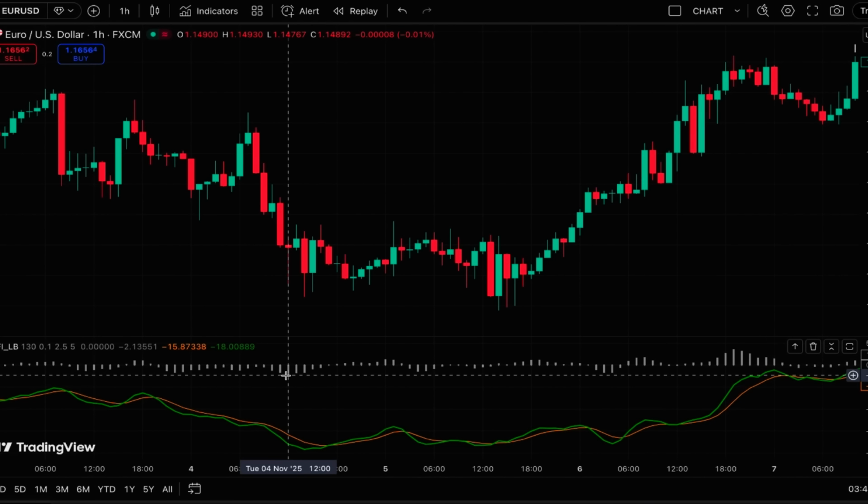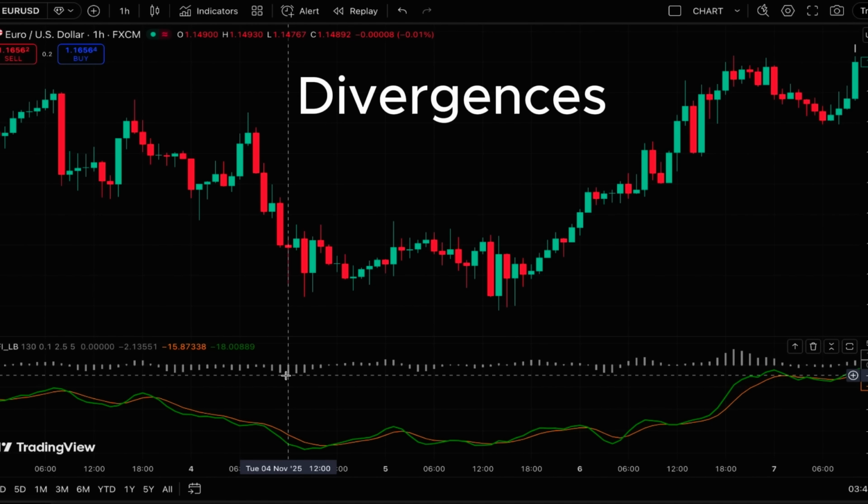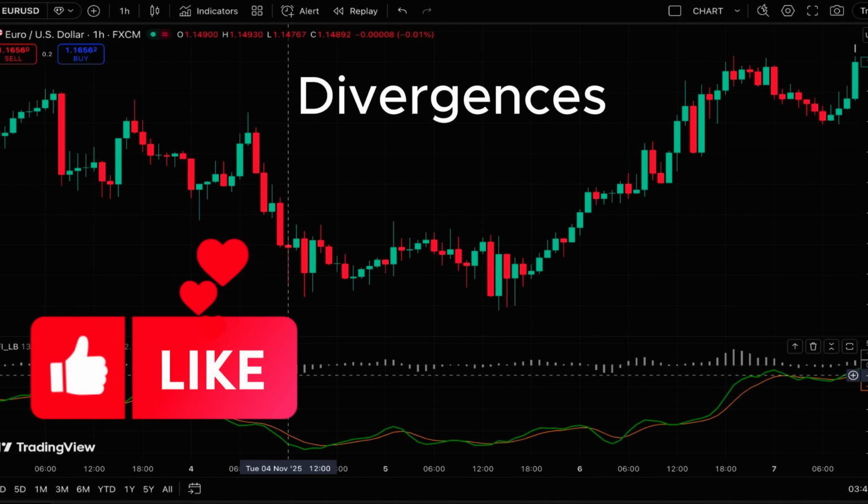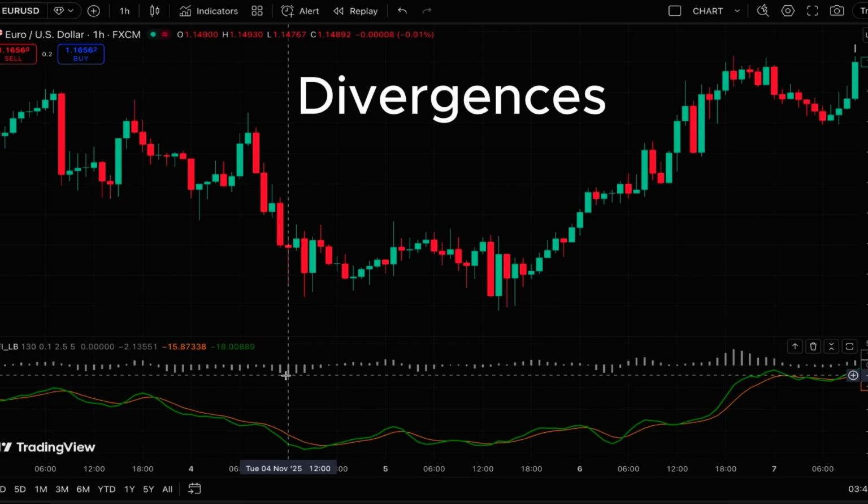Similar to OBV, in which we identify divergences to track the smart money, here also we try to identify divergences that actually show that behind the scene something is happening and the volume is building, so we can know when the smart money is actually active regardless of the price movement.